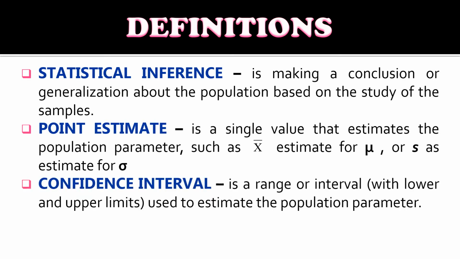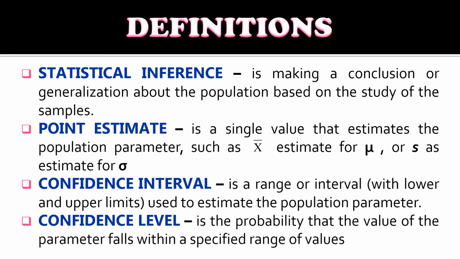Then we have confidence interval. It is a range or interval, so with upper and lower limits, used to estimate the population parameter. Confidence level is the probability that the value of the parameter falls within the specified range of values.